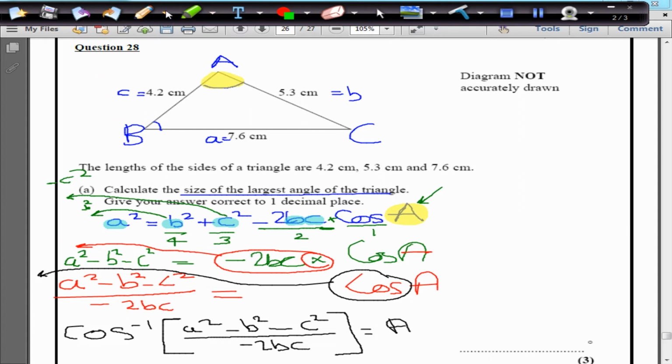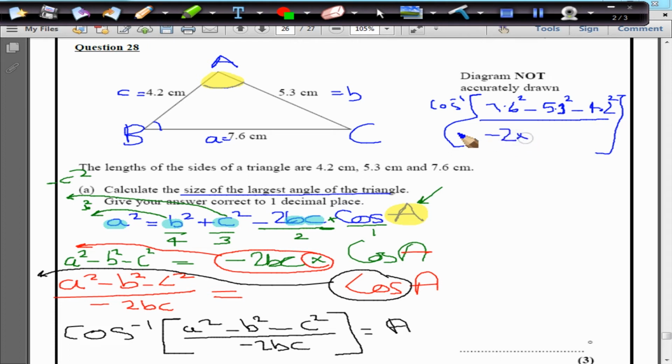Let's write all this out over here with the values now. Cos minus 1, my funny brackets. A squared, what's A? A is equal to 7.6 squared. Take away, what's the value of B? 5.3. 5.3 squared. Take away C squared, 4.2 squared. All of that has to be divided by minus 2 times the B value. What's the B value? 5.3.